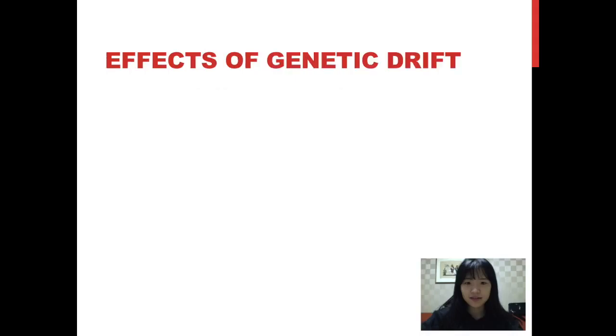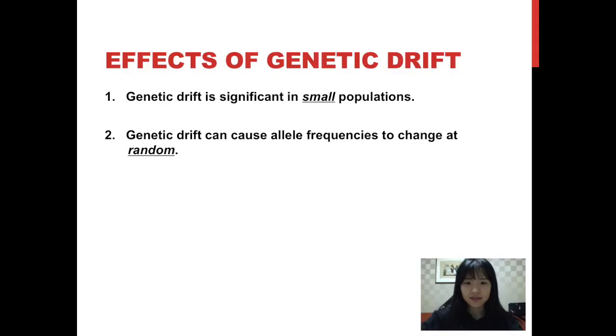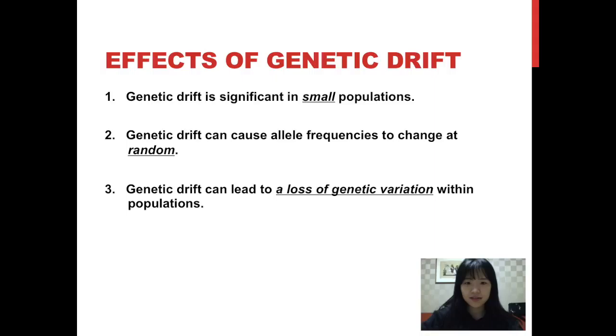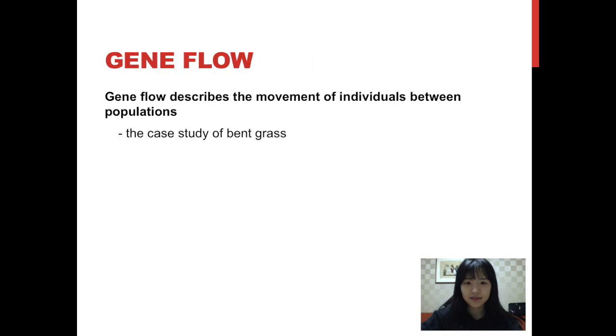There are several more effects of genetic drift. Genetic drift is significant in small populations. It can cause allele frequencies to change at any time, so it's random. It also can lead to a loss of genetic variation within populations. Genetic drift can cause harmful alleles to become fixed. Gene flow describes the movement of individuals between populations, resulting in the removal of alleles from a population when they leave or the introduction of alleles when they enter.